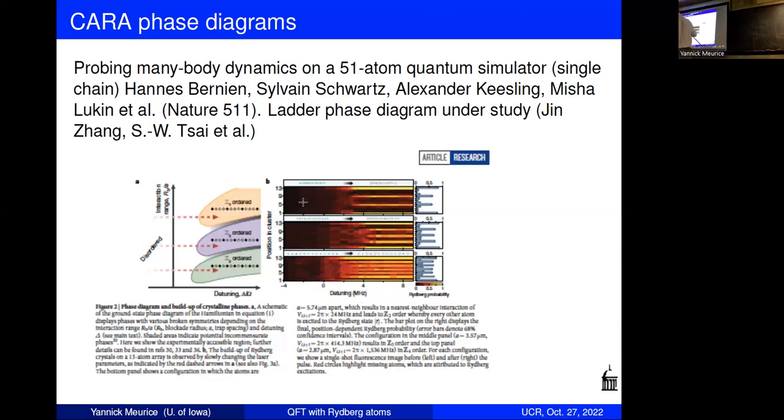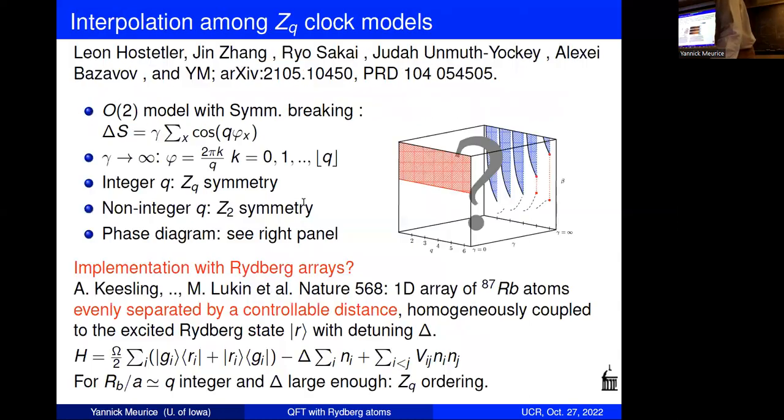And so we are currently investigating this region with the 2-leg ladder. And Jin Zhang is finding something very nice, and I can speak a little bit privately about this, but it's not published, so I don't want to show the preliminary result.